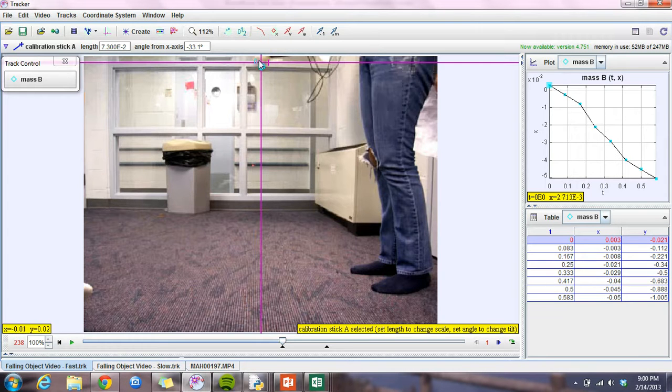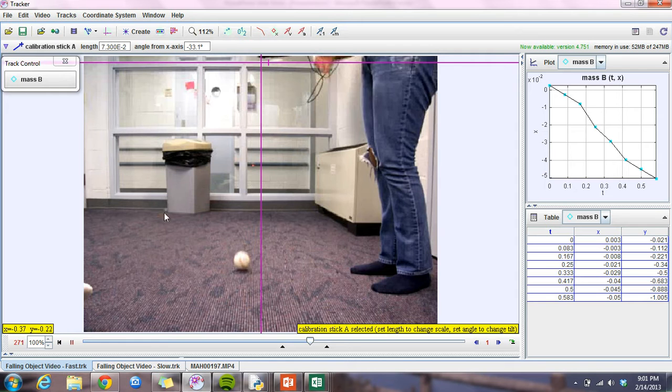So my calibration stick was set to the diameter of the baseball, which was 0.073 meters. The origin of the axis is oriented at the middle of the baseball. Our x-axis is oriented in the positive x direction, and the y-axis is oriented in the negative y direction, so that the position of the ball would be graphed in the negative y direction. The duration of this clip is about 0.5 seconds.